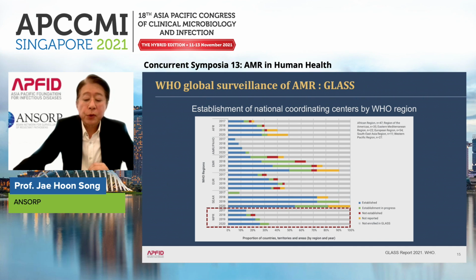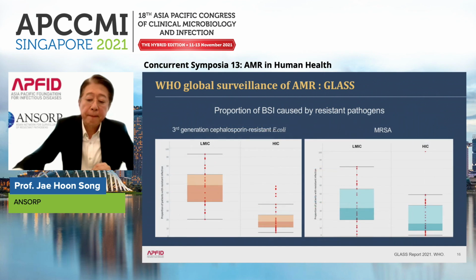Among WHO regions, Western Pacific region, African region, and South America are still underdeveloped in establishing the national coordinating centers for GLASS. The promising sign is that we can see the increase in the number of countries with the national coordinating centers in most regions.